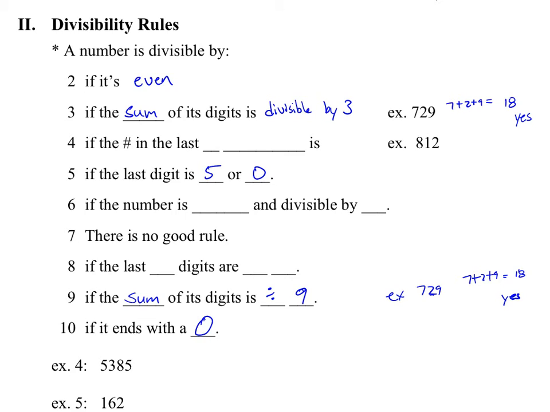Number 4, the 4s. If the number in the last 2 digits is divisible by 4, then the number is. So what are the last 2 digits of 812? 1, 2. So you're just looking at 12. Is 12 divisible by 4? Yeah. So then 812 is divisible by 4.